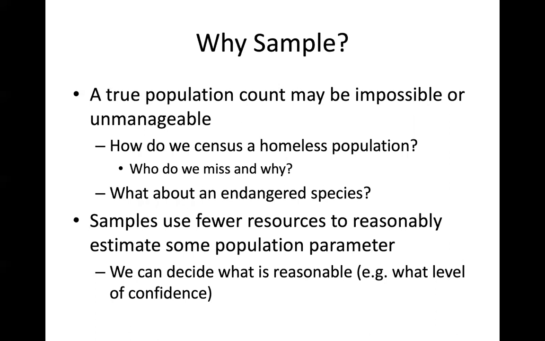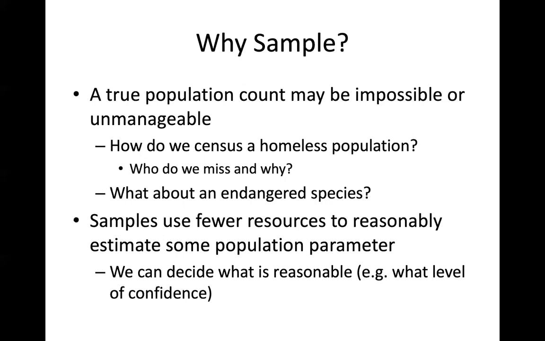So why do we take samples? We take samples because we probably can't count the true population. It might be impossible or unmanageable. For example, how do we census a homeless population? We do it, but we miss people. We miss people who are hiding. We miss people who are not in places where we know to look. We miss people for all sorts of reasons. But if we took a sample, we might be able to get a good estimate, based on the laws of probability, about how close we are to what the population of homelessness looks like.